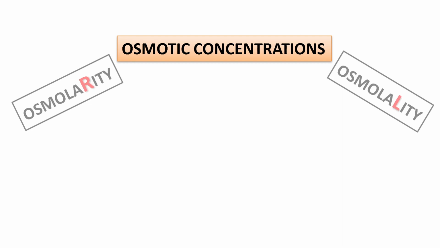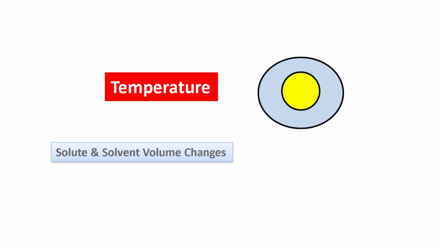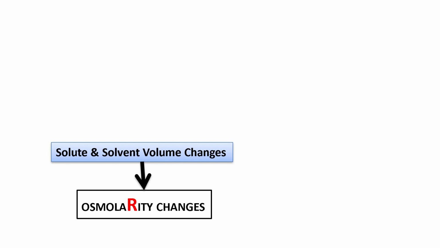So, we know now that osmotic concentration can be expressed as osmolarity or osmolality. Osmolarity is expressed as osmoles per liter and osmolality is expressed as osmoles per kilogram. There is a downside of osmolarity. Osmolarity changes with temperature. Solutes and solvents' volume changes with temperature, so the osmolarity value will change too.